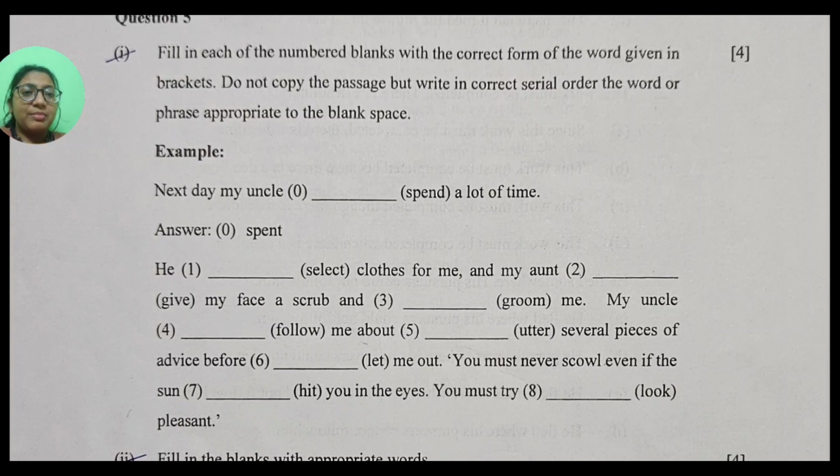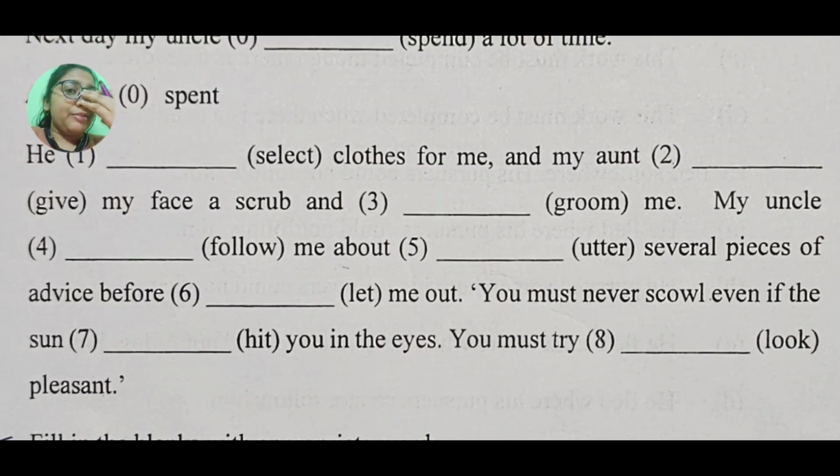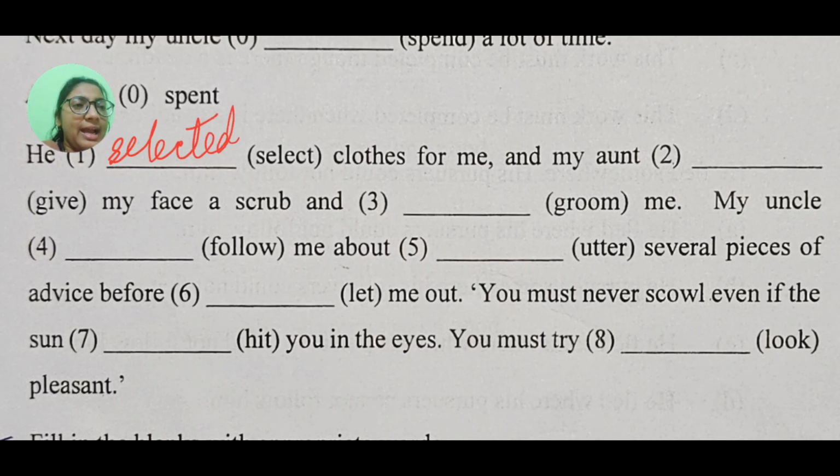Now we start with question number 5, that is fill in the blanks, okay, with the word or phrase appropriate to the blank space. So let's start with this. I'll try to solve it out and put down the answers over here. Please follow. So the first one over here is given, he dash clothes for me. He selected clothes for me. Okay, then comes, and my aunt gave me my face a scrub and groomed me. It will be groomed me.